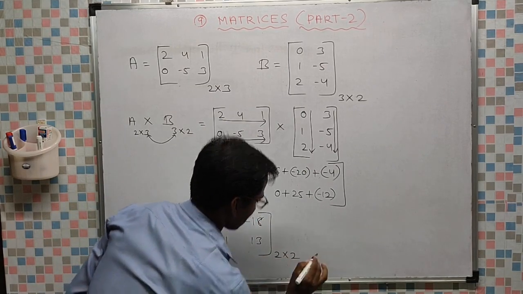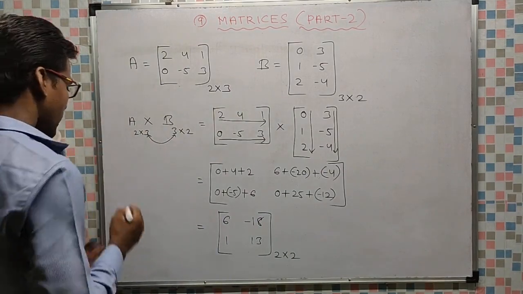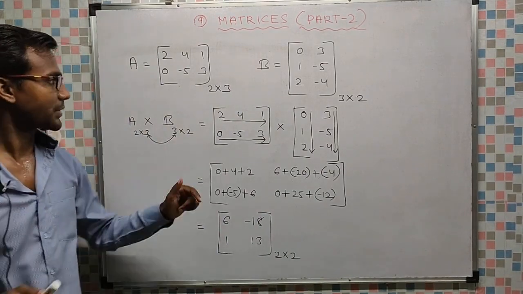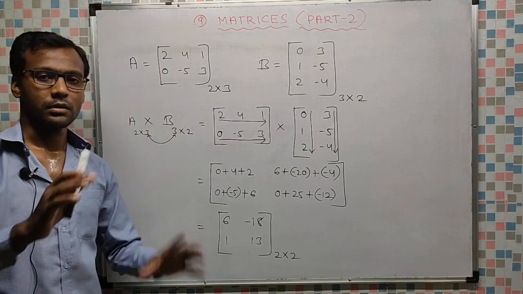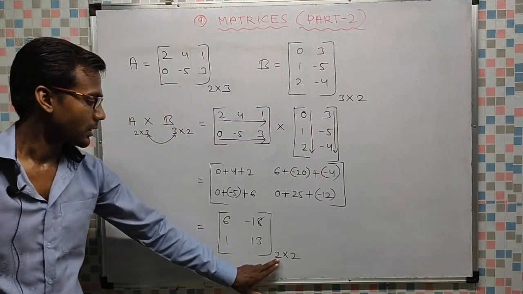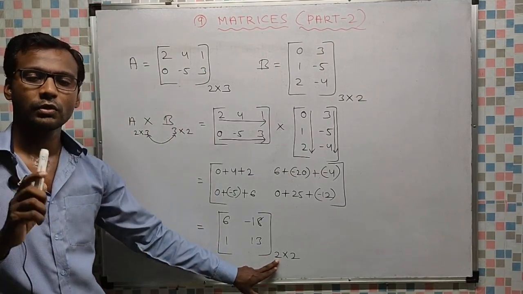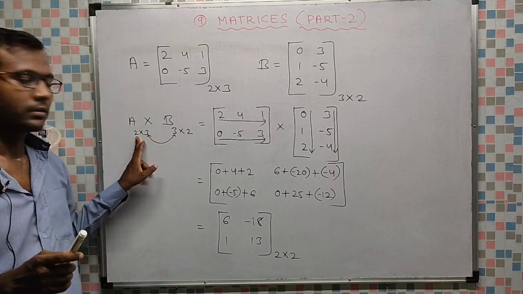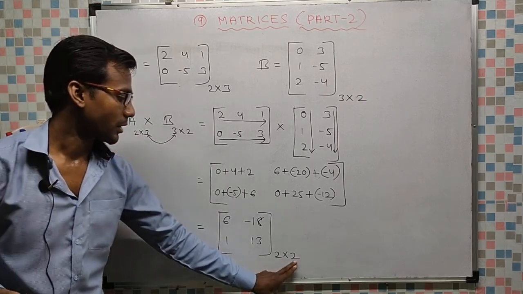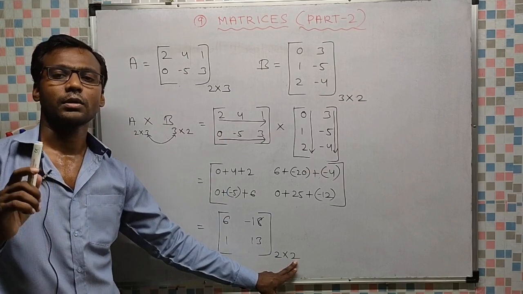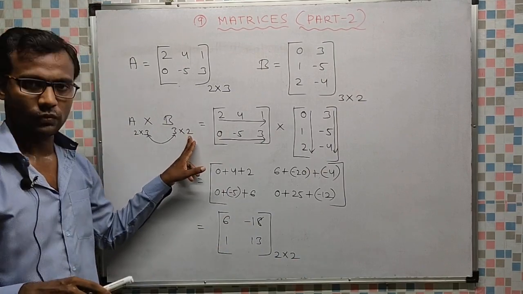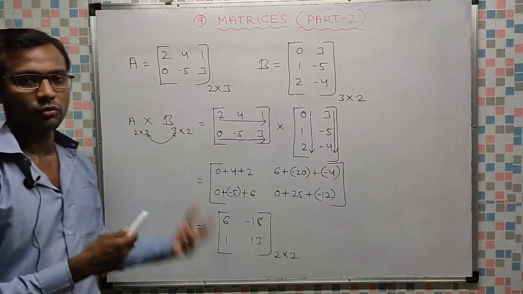Its order is 2 by 2. You can check according to the formula that I have given. Number of rows of the resultant matrix should be equal to number of rows of the first matrix, 2, same. Number of columns of the resultant matrix should be equal to number of columns of the second matrix, 2, same. This is how to multiply.